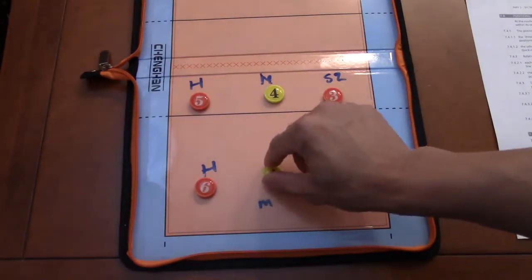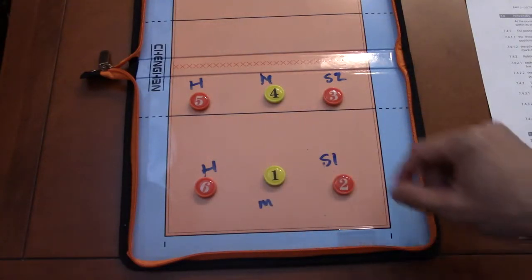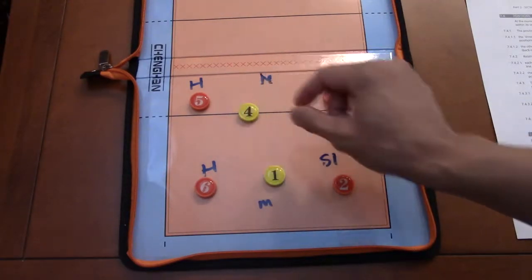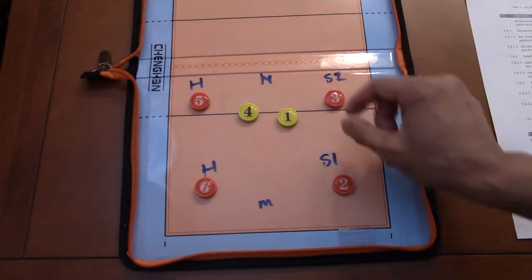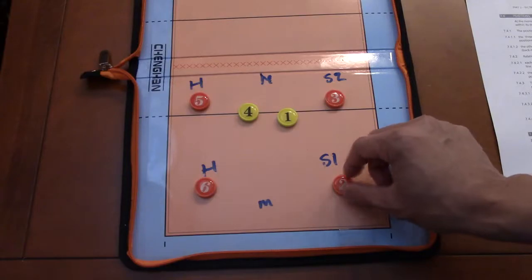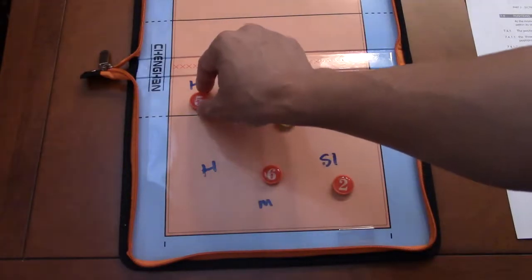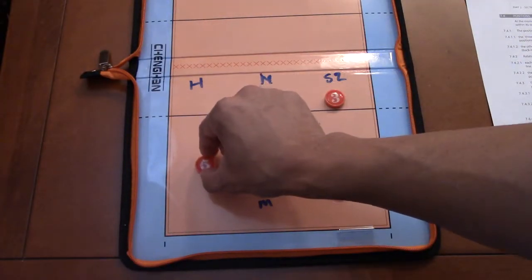Okay. Again, we don't want our back row setter to be passing, so we're going to move them up and out of the way. And again, we need to pull a front row player back. And again, we'll pull the player that's in the front left.